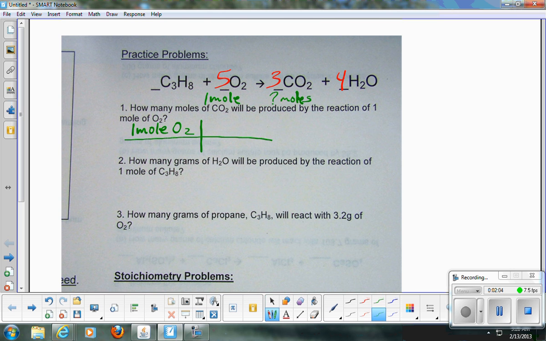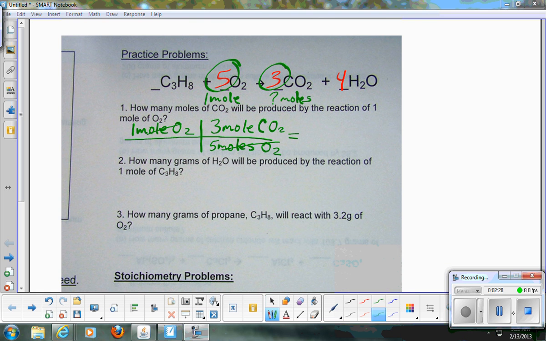So I'm going to use this balanced equation, the numbers in front. And for every 5 moles of O2, I put that on the bottom because I want to get rid of it, I get 3 moles of CO2, so I put that on top. Moles of O2 go out, and I take 3 divided by 5. Alright, let's take 3 divided by 5 then. That's what we need to do to get the answer here.